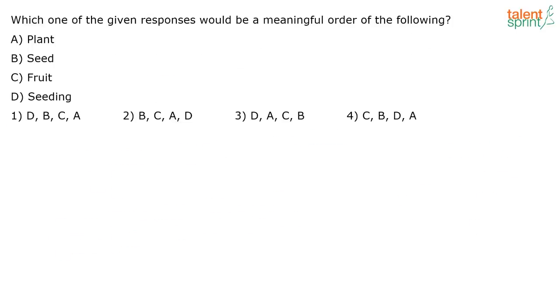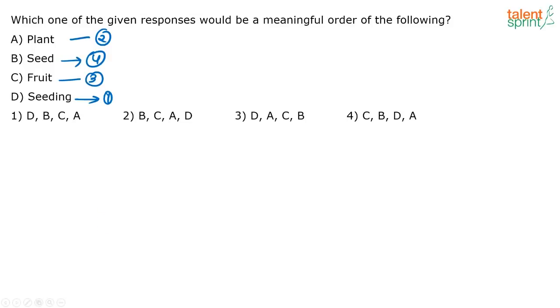Next one. Which one of the following responses would be a meaningful order of the following? Plant, seed, fruit, seedling. So correct answer here will be D, A, C, B. Look at the options and choose. First you will have the seedling. Once the seedling comes, from the seedling, plant will come. Now once you get a plant, from the plant you will get a fruit. From the fruit again you will get a seed.